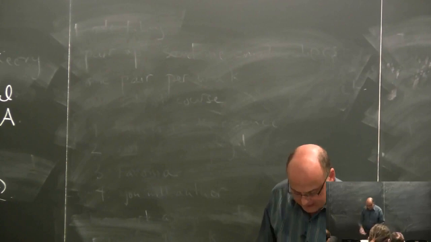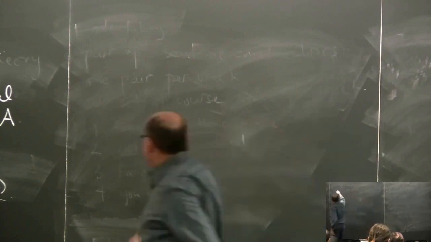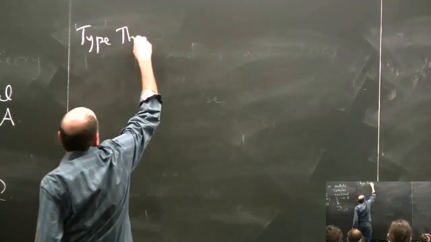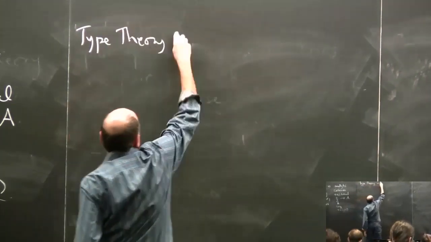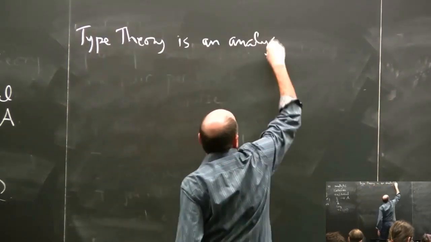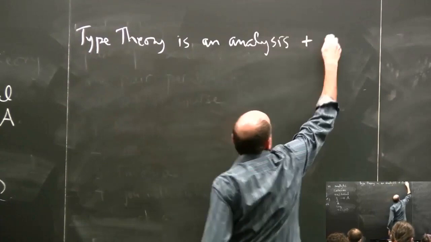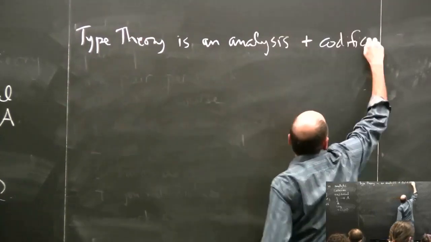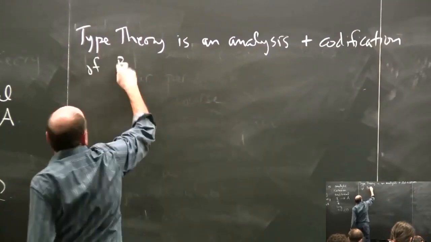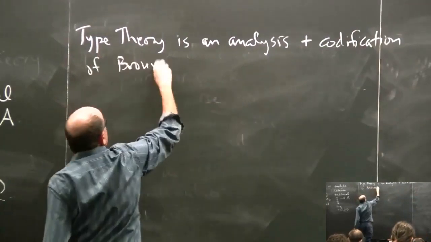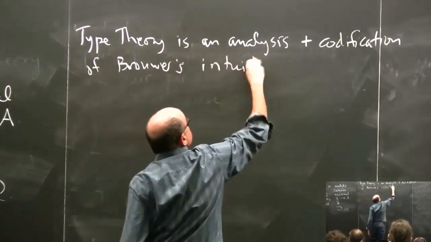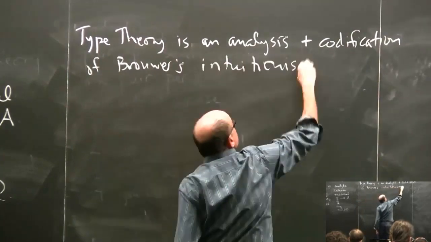Okay, so what is type theory? Type theory is an analysis and codification of Brouwer's intuitionistic mathematics, Brouwer's intuitionism, let's just say it like that.